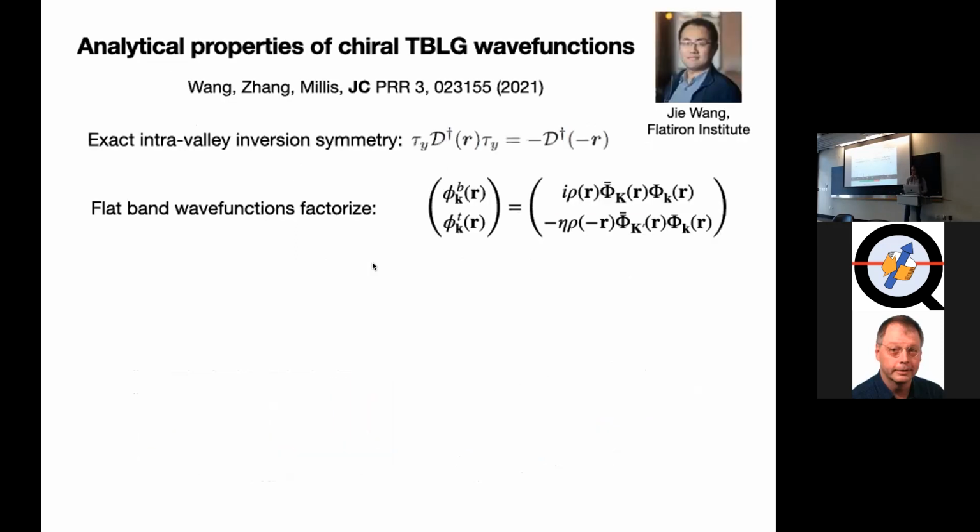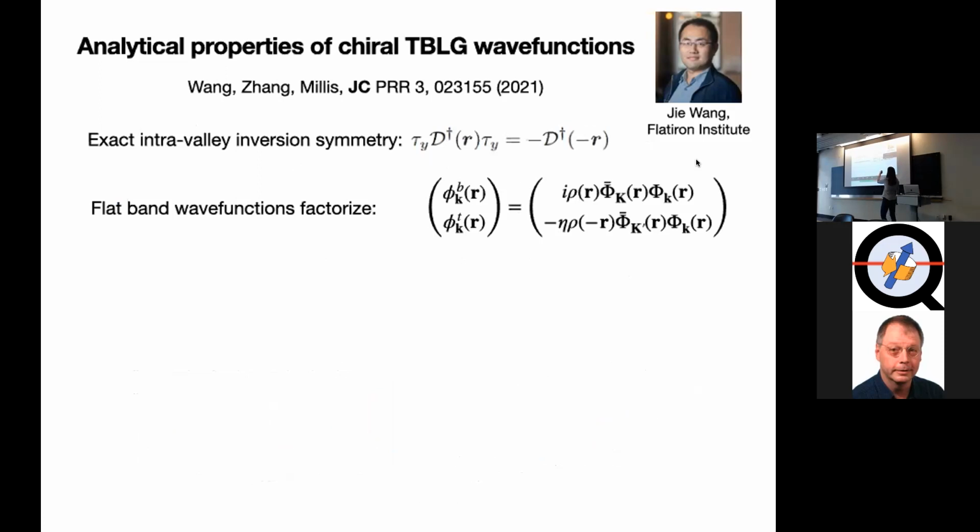Good. So now getting into our own work. We're studying this chiral model. First we looked at analytical properties of this model. I just want to highlight that this is work led by Ji Wang, who's a postdoc at the Flatiron Institute, who's been leading this work.